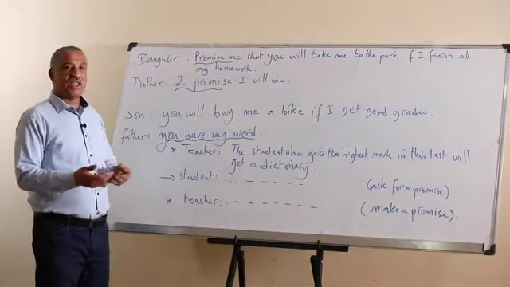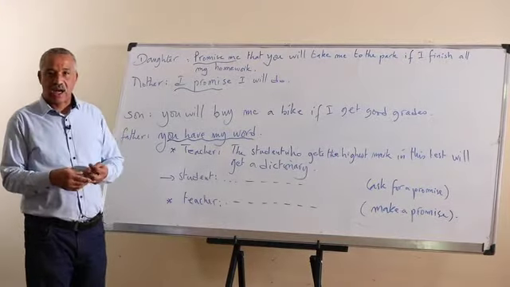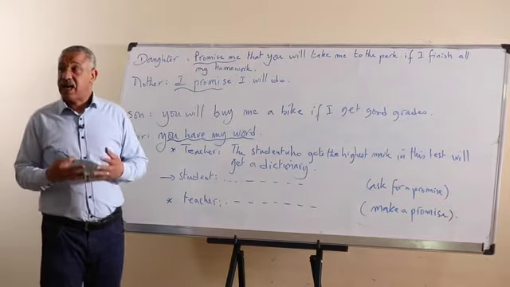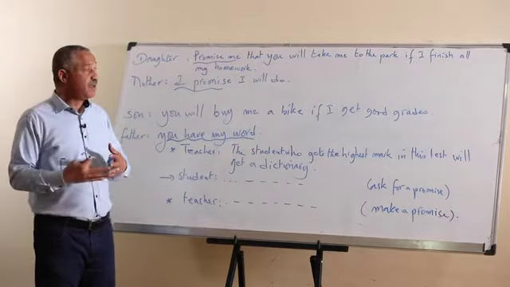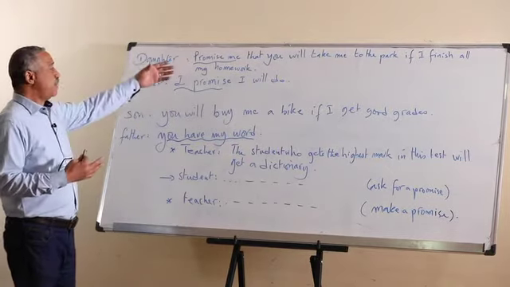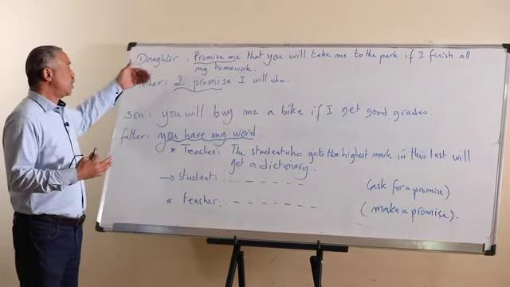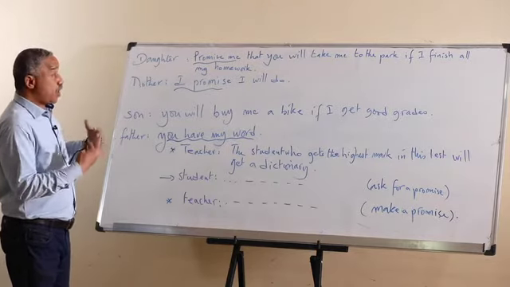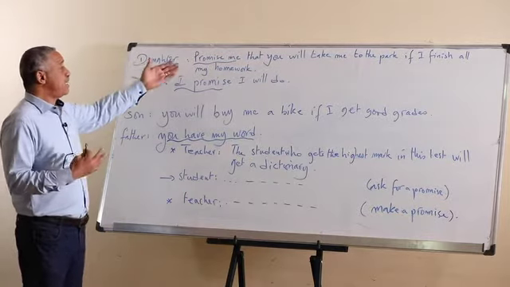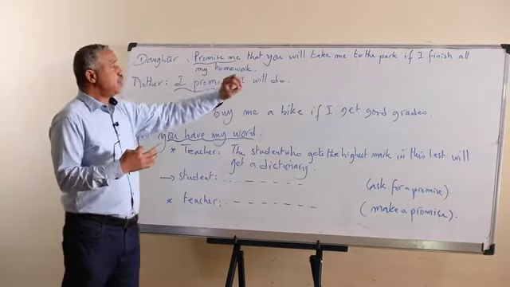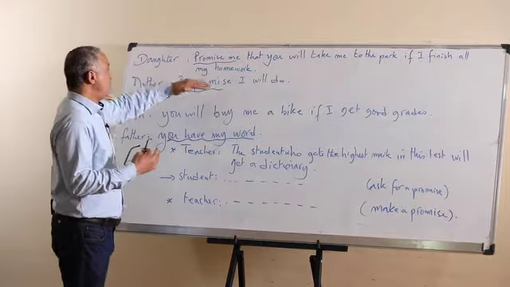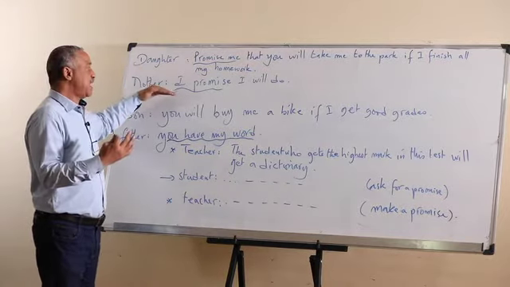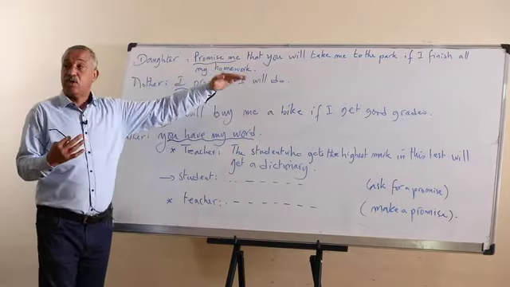Here are some illustrative sentences to clarify more the use of the expressions for asking for and making a promise. For sentence number one, let's suppose that this is a mother with her daughter. They are making a promise to take her out. The daughter says, "Promise me that you will take me to the park if I finish all my homework." The mother, to make her promise, says, "I promise I will do."